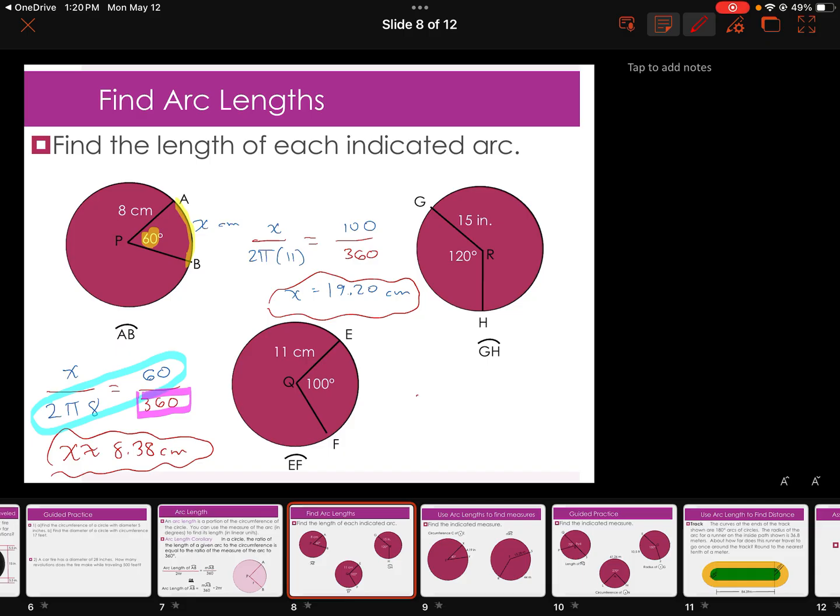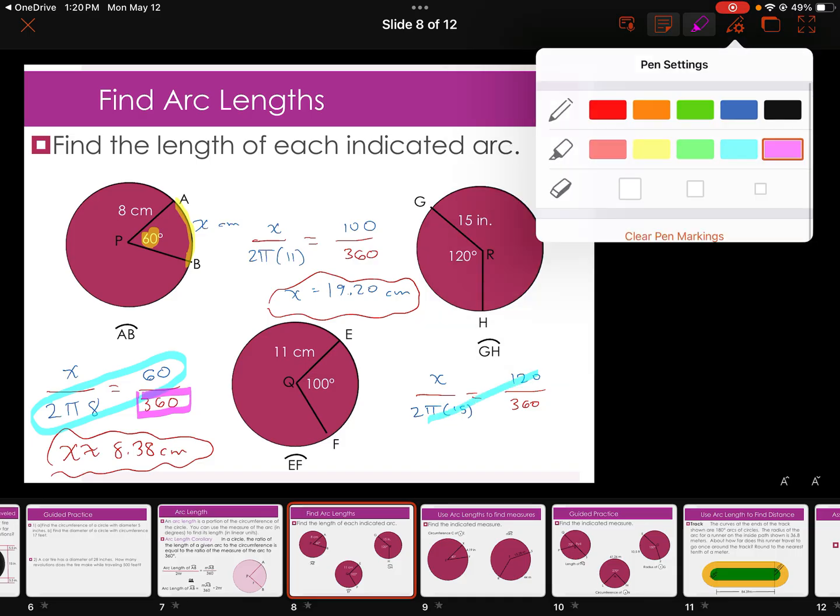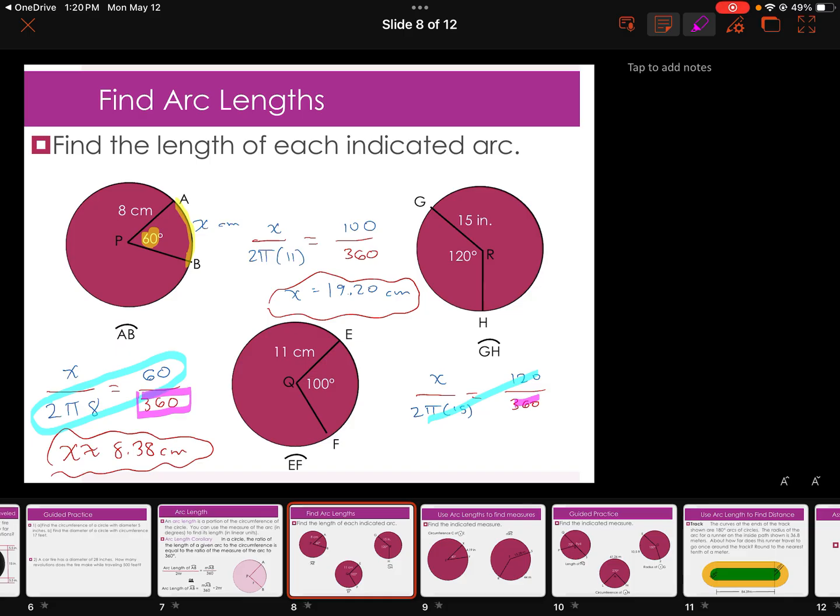Okay, we'll do the same thing for this last problem. My arc measure is 120. My radius is 15. My arc length is what I need to find. Multiply those, divide by 360. And I get 31.42. And that number should look familiar to you.